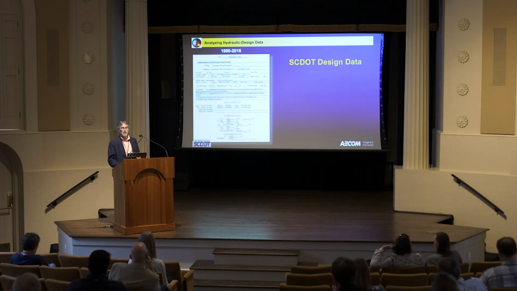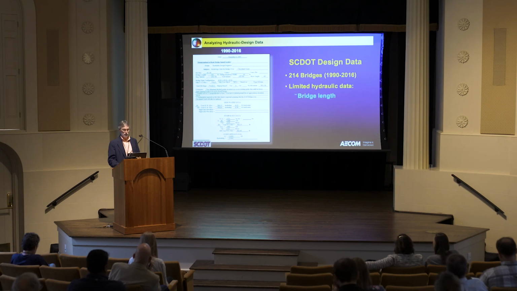With regards to the SCDOT design database, this is just your typical hydraulic data sheet for a design bridge that the SCDOT collects and stores for each bridge that they design. And we had 214 bridges. The designs were done between 1990 and 2016. And it doesn't have as much data as the USGS data set had, but the typical characteristics that we use from this data set are your design bridge lengths, your flow velocity, backwater, and drainage area.